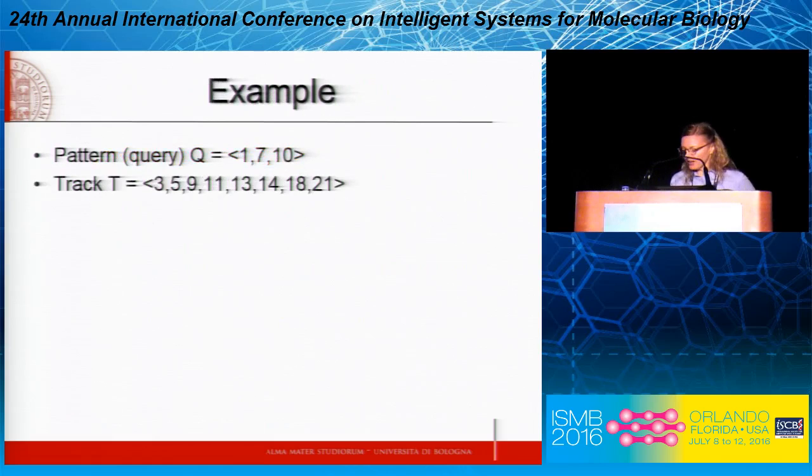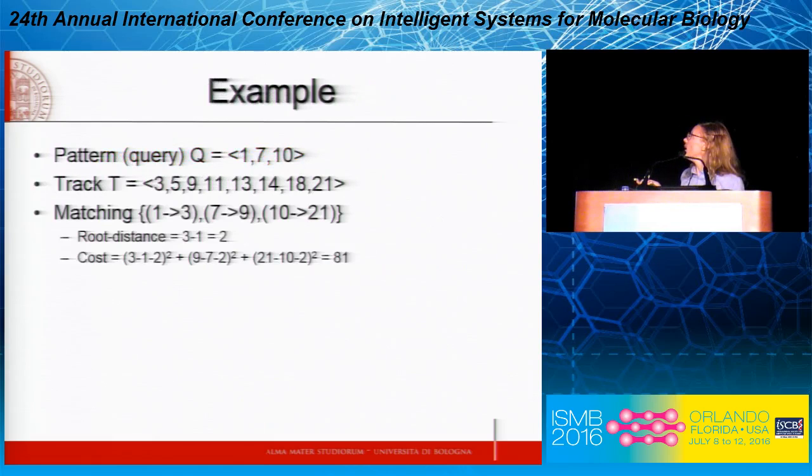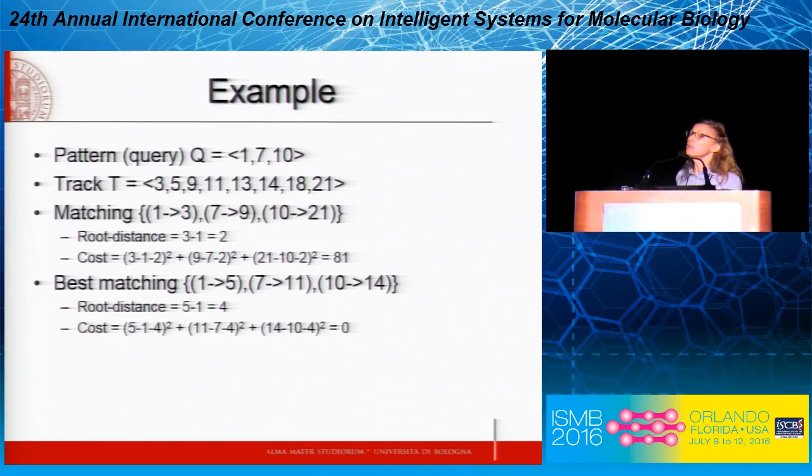So let me provide an example. Here we have an example of a query pattern and the track. This is a possible matching for each region of the query within the track, with root distance 2 and overall cost 21, but this is not the best matching, because the best matching is the one that minimizes the cost. That is the second one, with a cost of 0 and root distance 4.